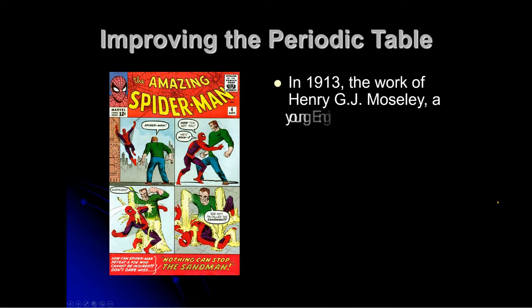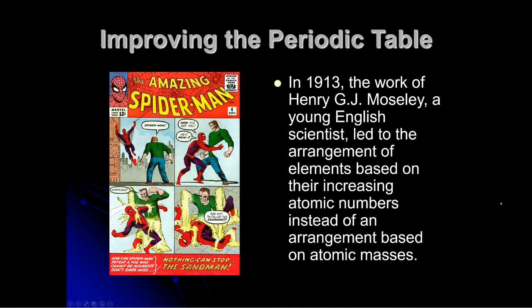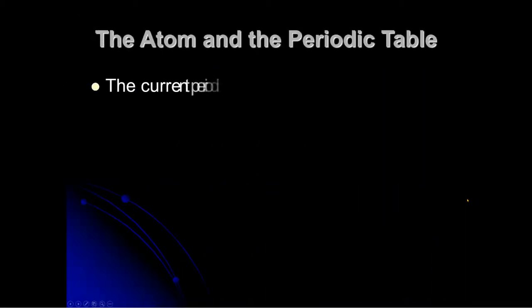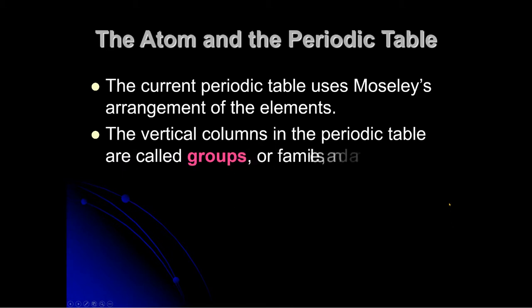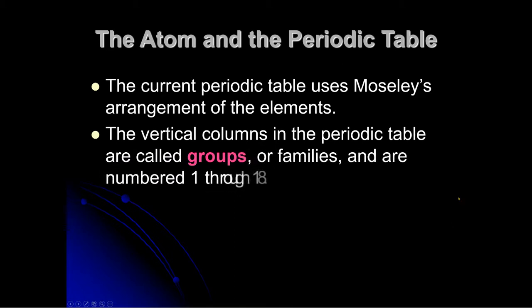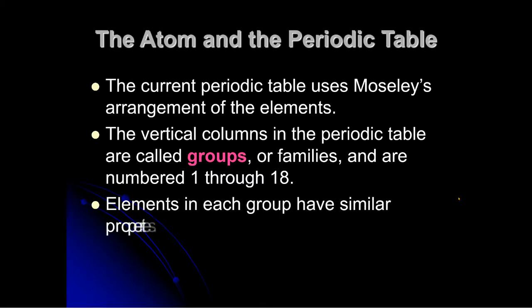All right, so the improvement of the periodic table. In 1913, the work of G.J. Moseley, a young English scientist, led to the arrangement of elements based on their increasing atomic numbers instead of arrangements based on atomic masses. The atom in the periodic table. The current periodic table uses Moseley's arrangements of the elements. The vertical columns in the periodic table are called groups or families and are numbered 1 through 18. Elements in each group have similar properties.